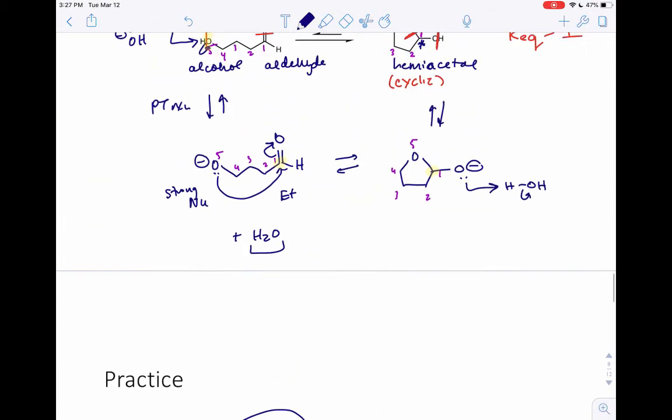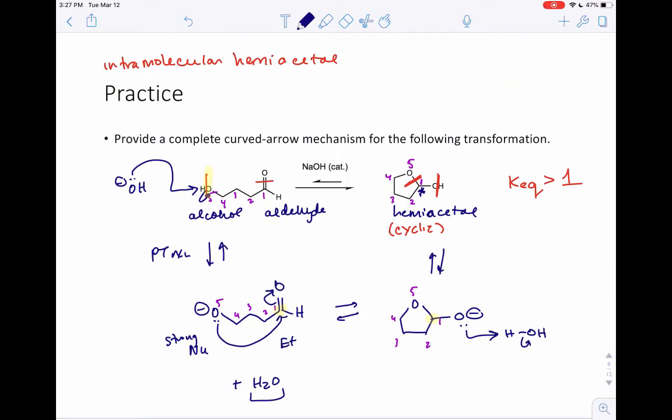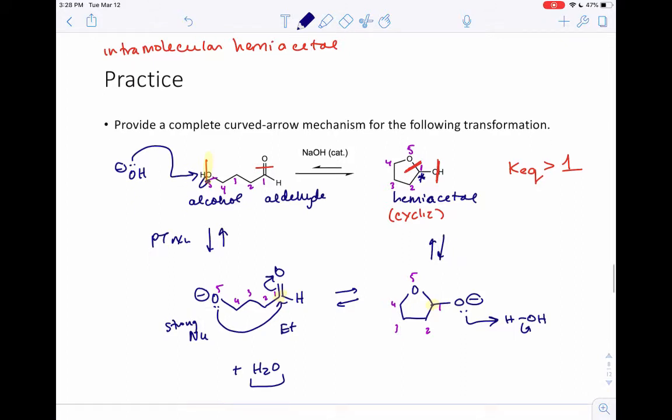And if you go and look back at the reverse reaction, that was the last step, right? And the last step of hemiacetal formation, we protonated. So now going backwards, we're going to deprotonate. So that's what we're doing right now.